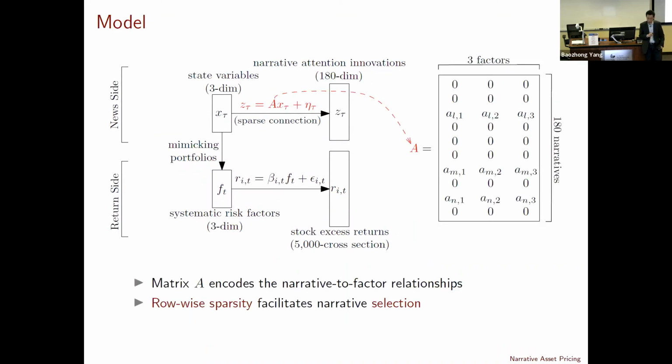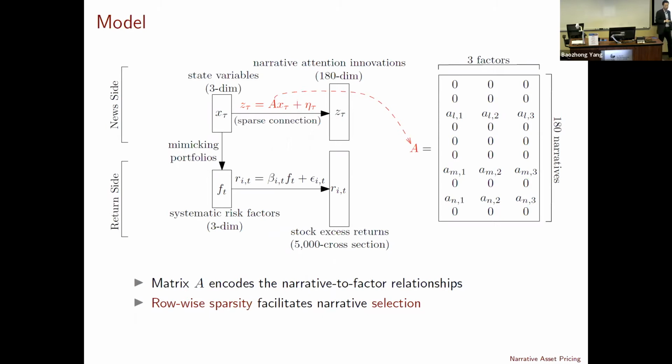Let me skip the model, I guess. The model is really just a canonical asset pricing model with a latent factor model. The only restriction I have here is that I have low-dimensional state variables, and they drive my 180 narrative attention levels. This relationship is given by this matrix A, which encodes how the narratives relate to the factors. So it's 180 by 3 factors.